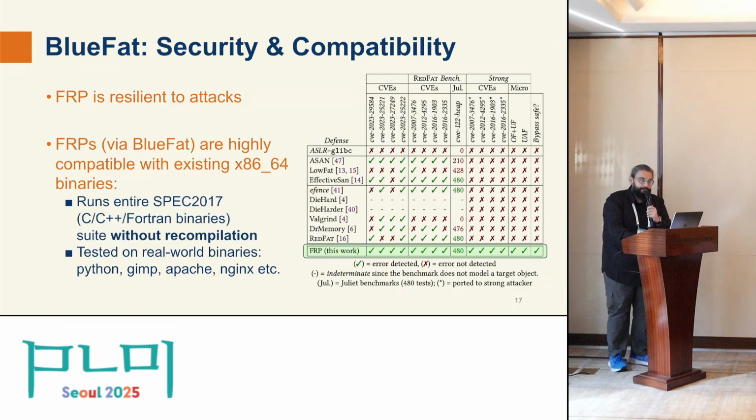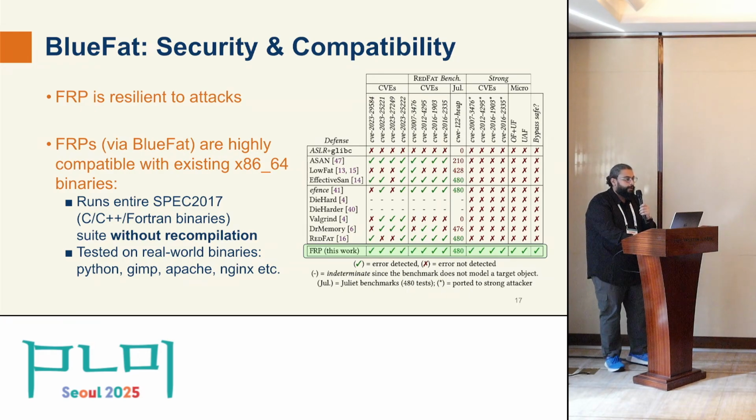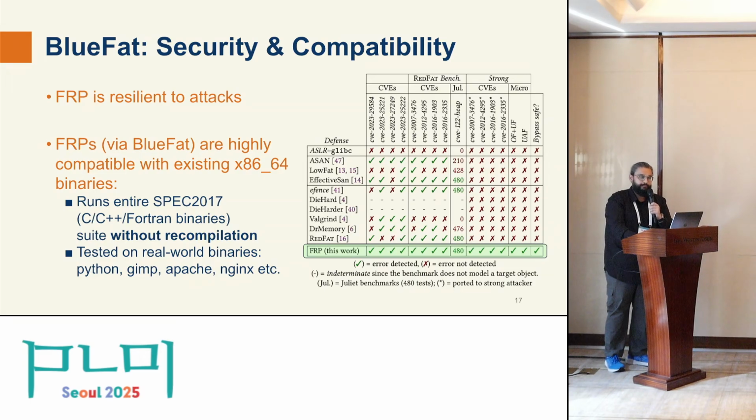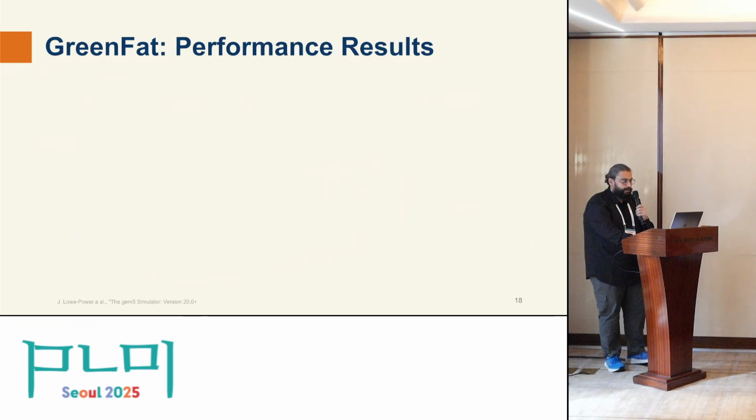Even more importantly, BlueFat successfully runs the entire Spec 2017 suite, which comprises C, C++, and even Fortran binaries without any recompilation. This validates our core hypothesis that FRP's novel pointer encoding is highly compatible with real-world off-the-shelf binary software. Well, security and compatibility are good, but not at the cost of performance overheads.